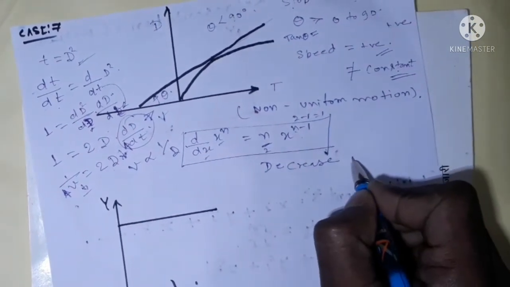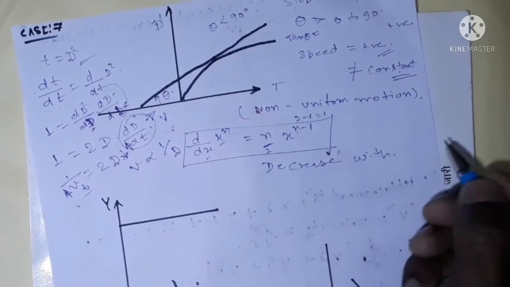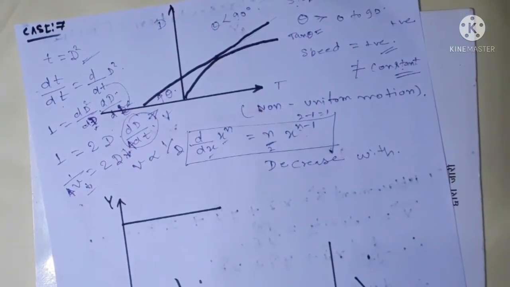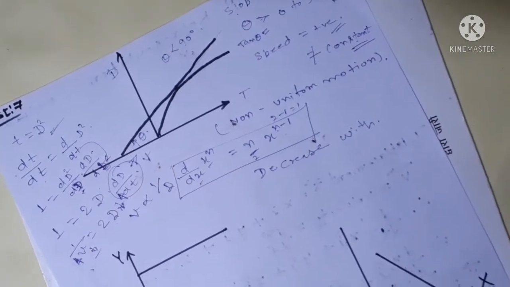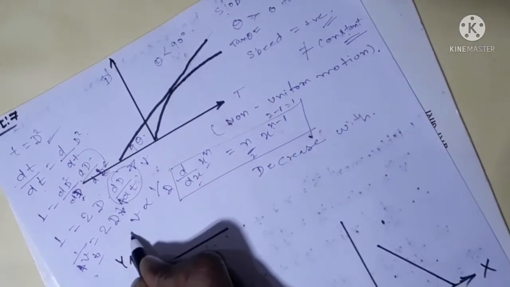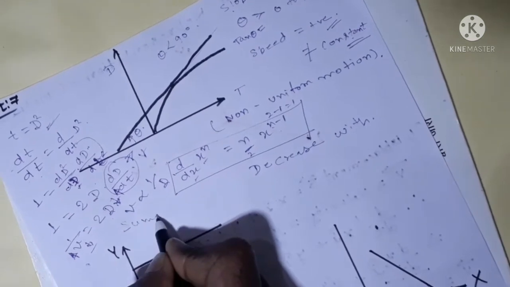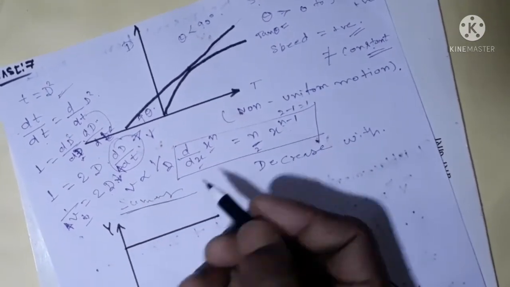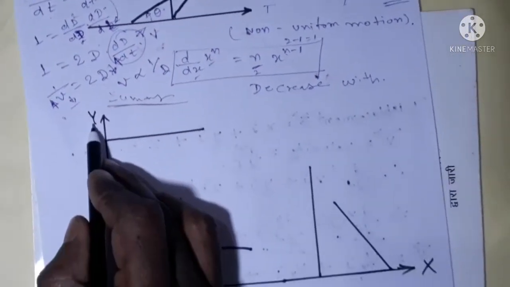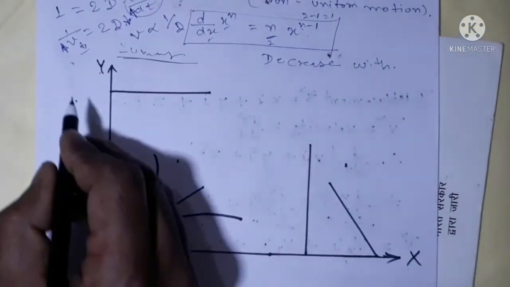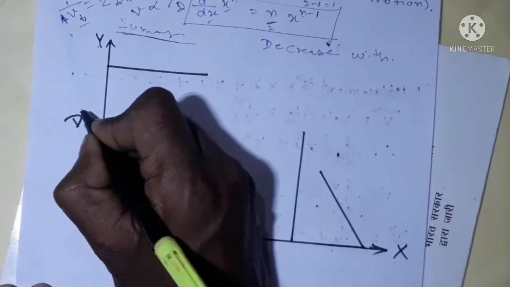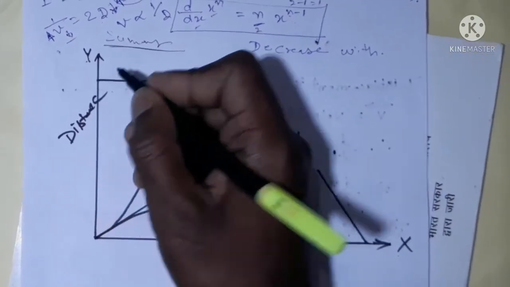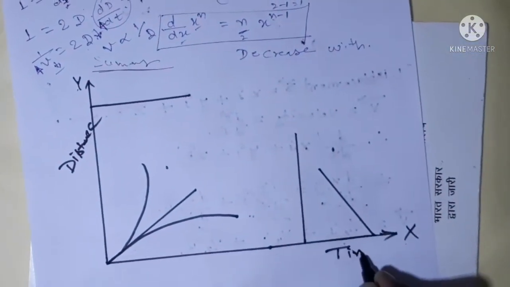Decrease with time. Now again recall all points. Summary. Suppose this is the y-axis and this is the x-axis. The y-axis represents distance, and the x-axis represents time.